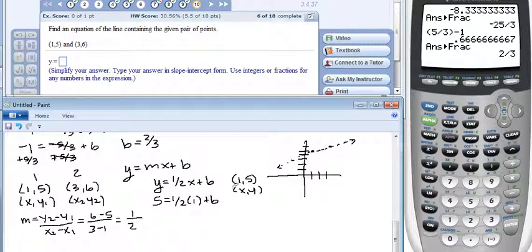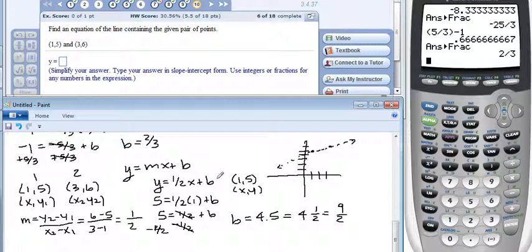And now I can find where it crosses here. Okay? 1/2 times 1 is 1/2. Subtract off 1/2 on either side. So b is 4.5. We don't want it that way because it's going to ask us for fractional stuff. So 4.5, let's do this. That's the same. So we multiply 4 times 2 is 8 plus 1 is 9/2.